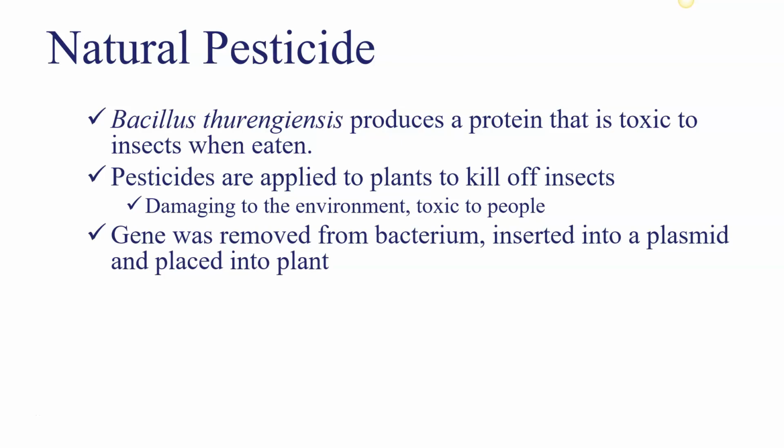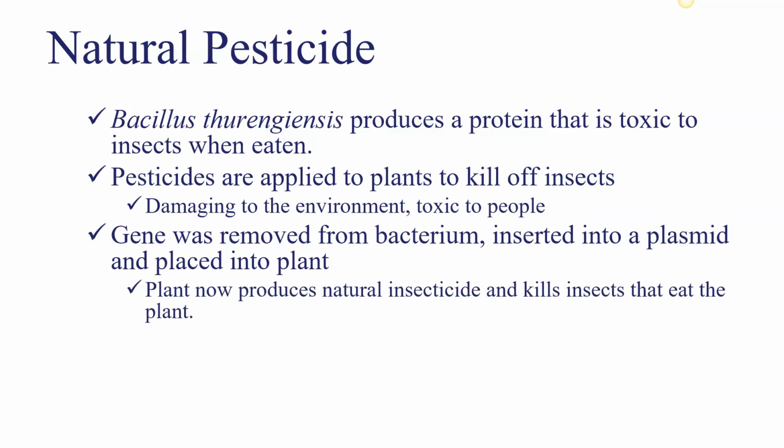So what they did was they removed the gene from the bacterium, they inserted it into a plasmid, and then placed that plasmid into a plant. And as they did that, what happened is the plant from then on would produce that particular material, which would be toxic to insects if the insects ate it. So the plant now produces the natural insecticide and kills insects that eat the plant. Sounds like a good idea.